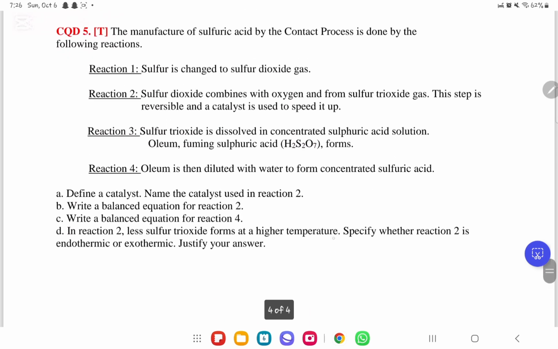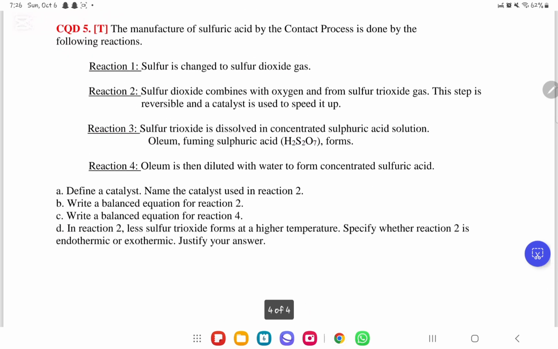Now, last question. We have CQD 5. The manufacture of sulfuric acid. Oh my goodness, guys, this is really easy. Don't read, just know it's the contact process. The contact process is SO2 plus O2 gives us SO3. We have the catalyst, we have the temperature, and we have the pressure required.